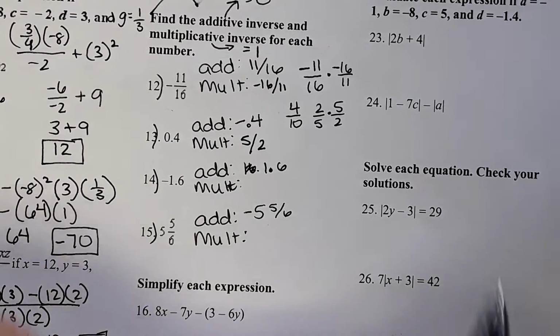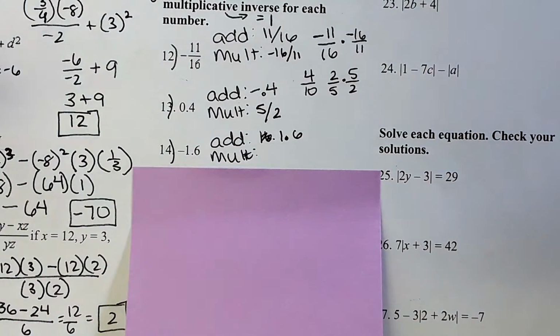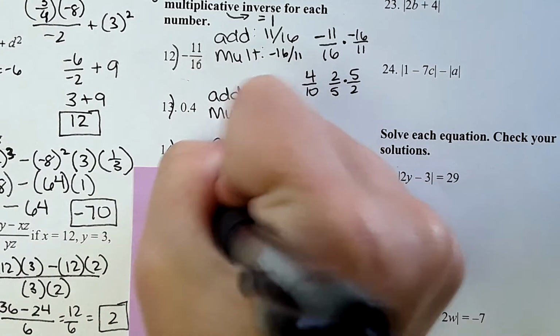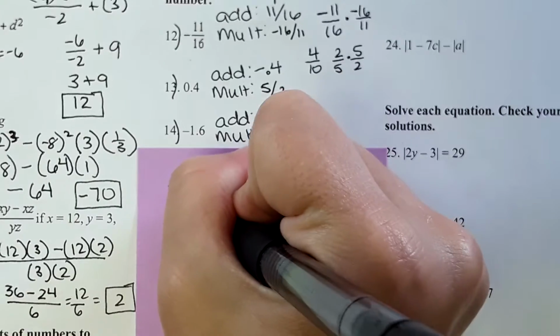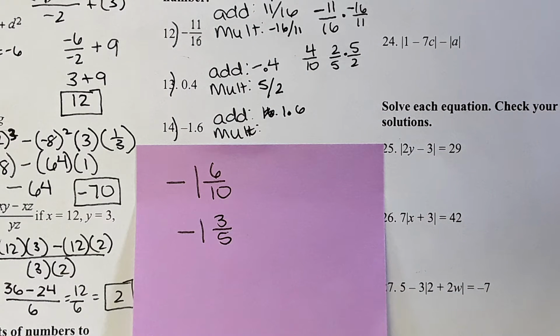I'm going to use a sticky note for a little bit more space to show how to do 14. We have a decimal. We need to get this into a fraction. So negative 1 and 6/10 as a fraction. Simplified, it would be negative 1 and 3/5. We have to make it an improper fraction. Is that what you're saying? Yes. Can't you just do a negative 1 over 1.6?